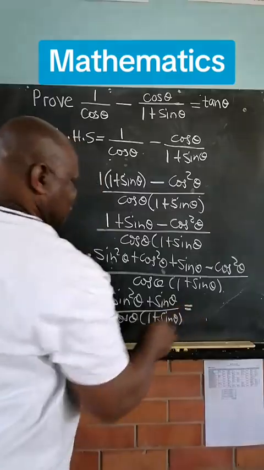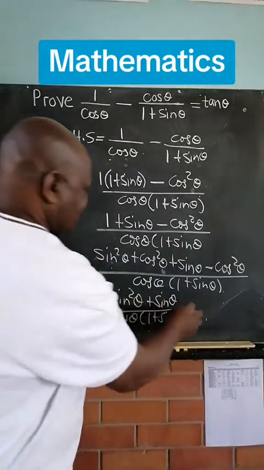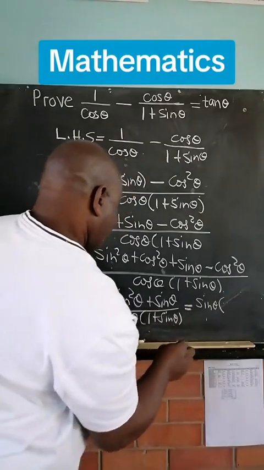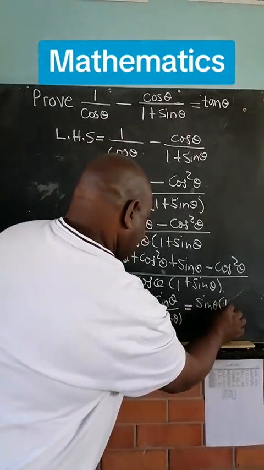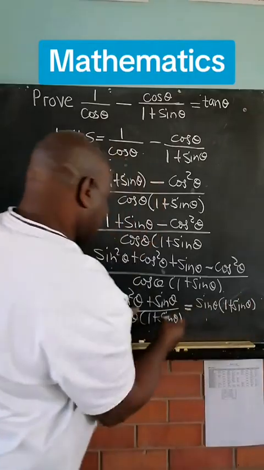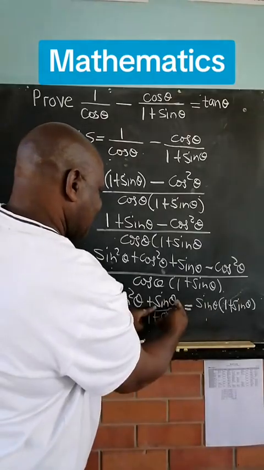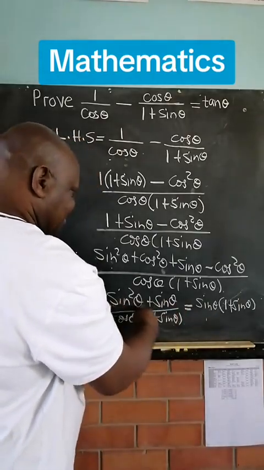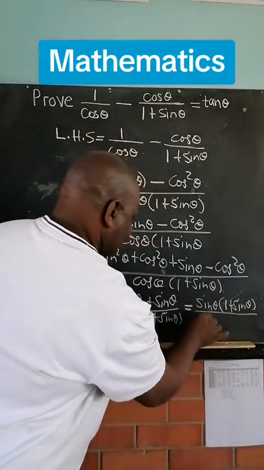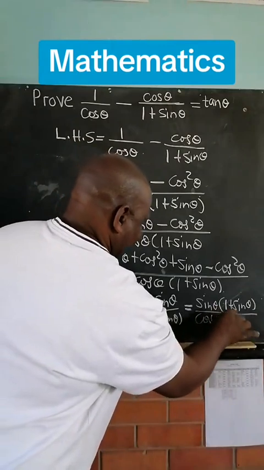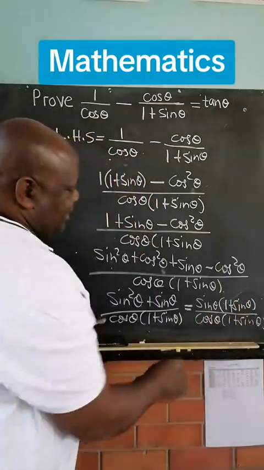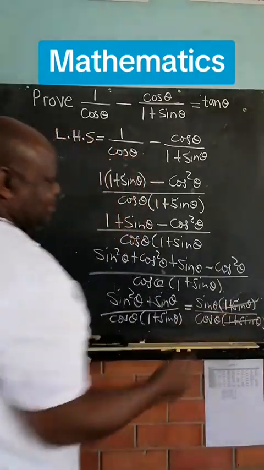This is equal to, if I factor out sine theta in the numerator, I will have 1 plus sine theta. I have reversed here. Sine theta is outside, so 1 plus sine theta, or sine theta plus 1, which is the same as that, divided by cos theta open 1 plus sine of theta. This is a common factor which will divide.